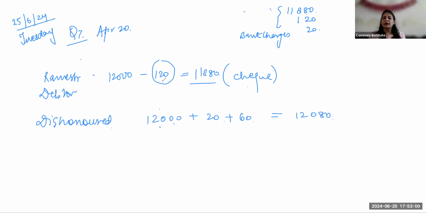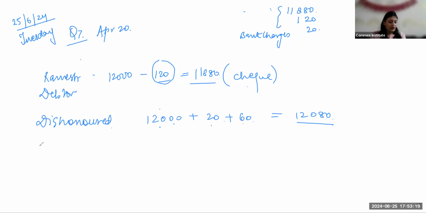11,880 plus the discount which we had given him earlier will be disallowed. We are not going to give him any discount. And then 20 rupees for the bank charges and 60 for the interest. So total he has become our debtor for 12,080. Okay, now how the entry we are going to pass, this is important.